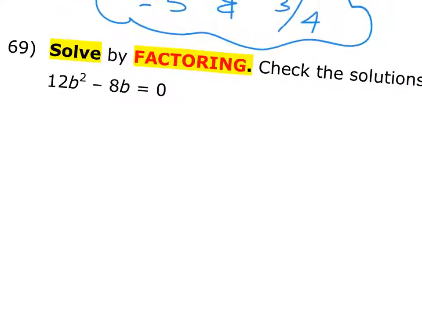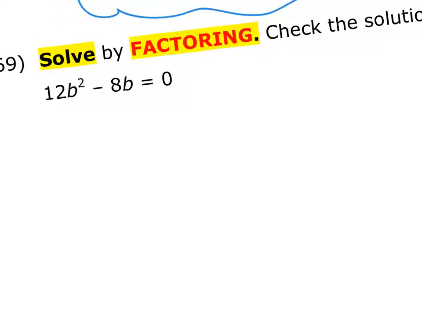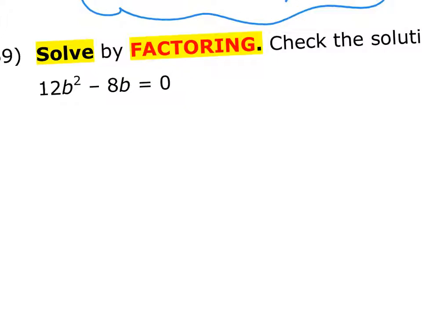Okay, for this one, in order to solve this, I have to factor first. So I go into my head about factoring. How do I factor? Put it in standard form. Is there a GCF? Yeah, there is. 4b. You're left with 3b minus 2 and then equals 0. Now you set each part equal to 0 because 4b could equal 0, which means that if 4b is equal to 0, then b is 0 is one answer.